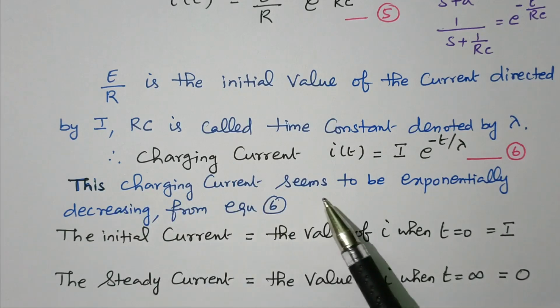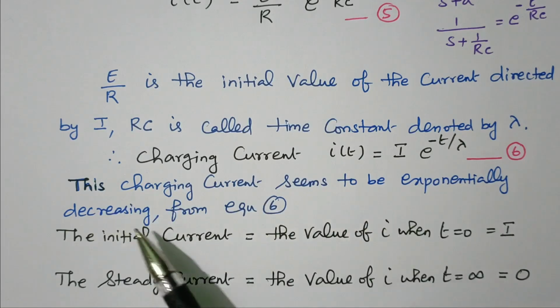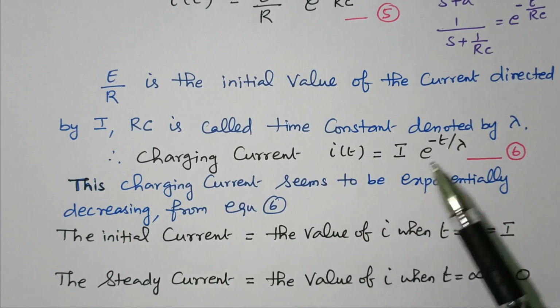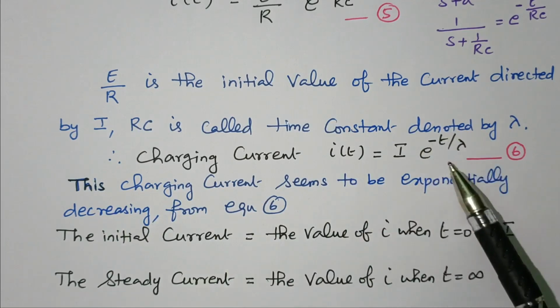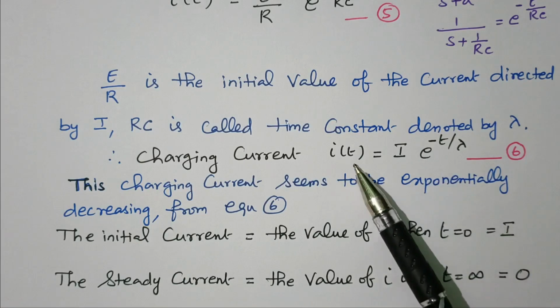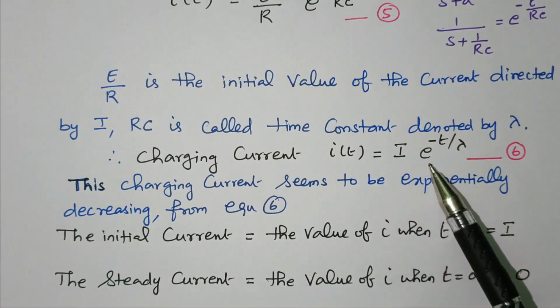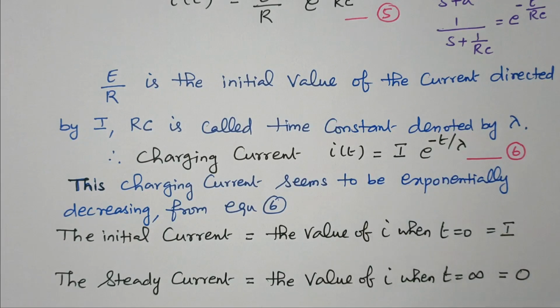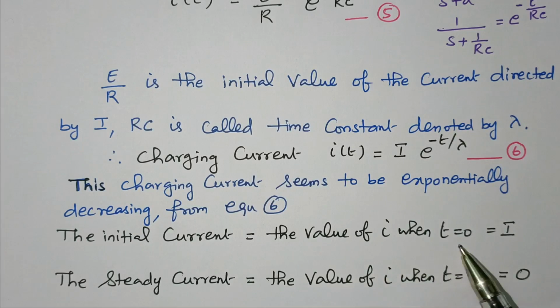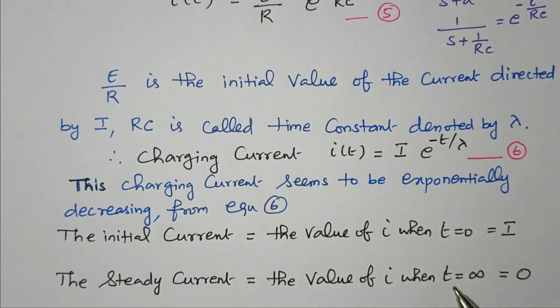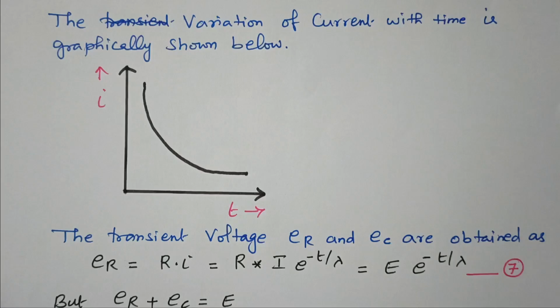This charging current seems to be exponentially decreasing from equation 6, right? The e power minus term normally represents decreasing. When the time increases, the charging current is decreasing. The initial current, the value of i when t equal to 0, is I. The steady state current, the value of i when t equal to infinity, is equal to 0. Initially it is I, and it keeps on decreasing and becomes 0.